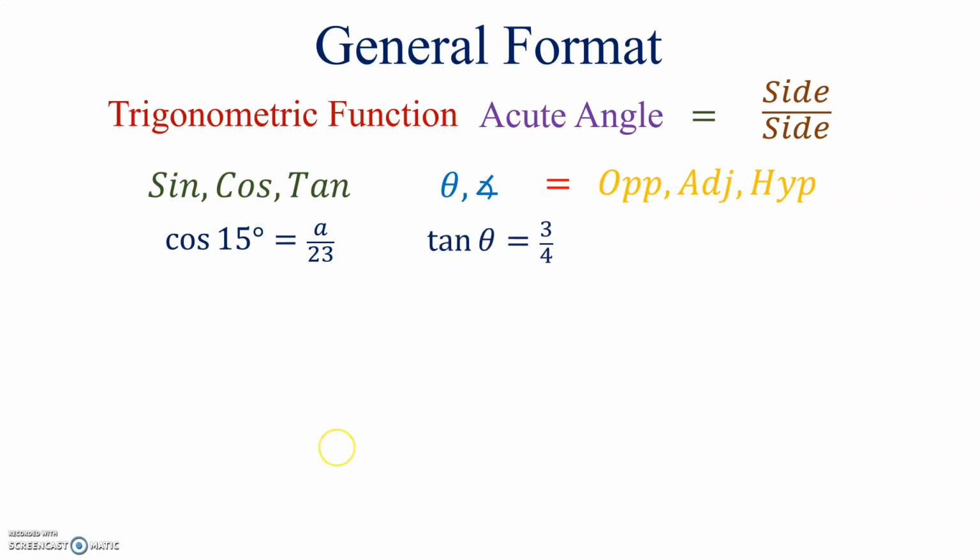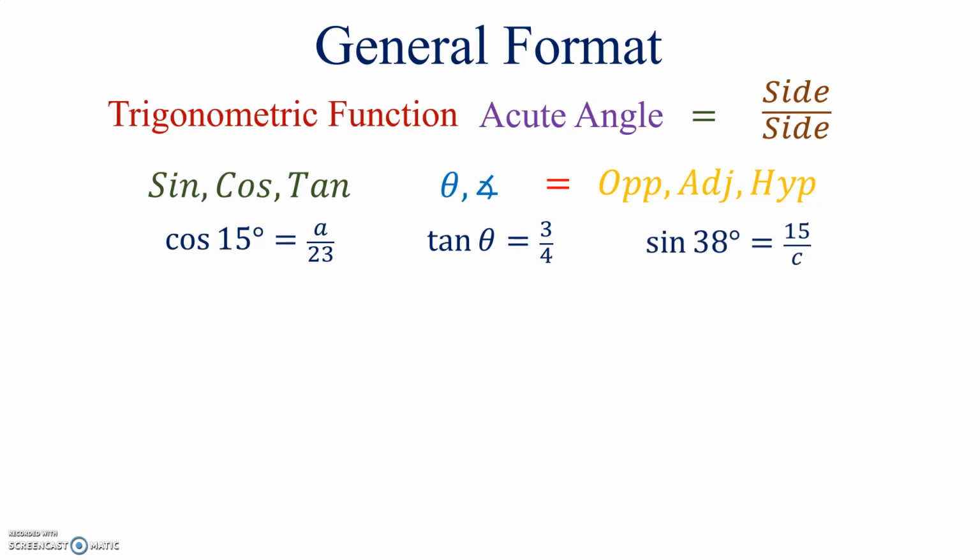Another example, tangent theta equals 3 over 4. Tangent is the trigonometric function. Theta is what we're using to represent our acute angle. In this case, the acute angle is the unknown quantity. So we're using theta kind of like we use variables in algebra. When we don't know a particular angle, we'll use the symbol theta. There's our equal sign followed by the ratio of our two sides. In this case, 3 is the opposite, 4 is the adjacent, because the trig function is tangent, which is the ratio of opposite to adjacent.